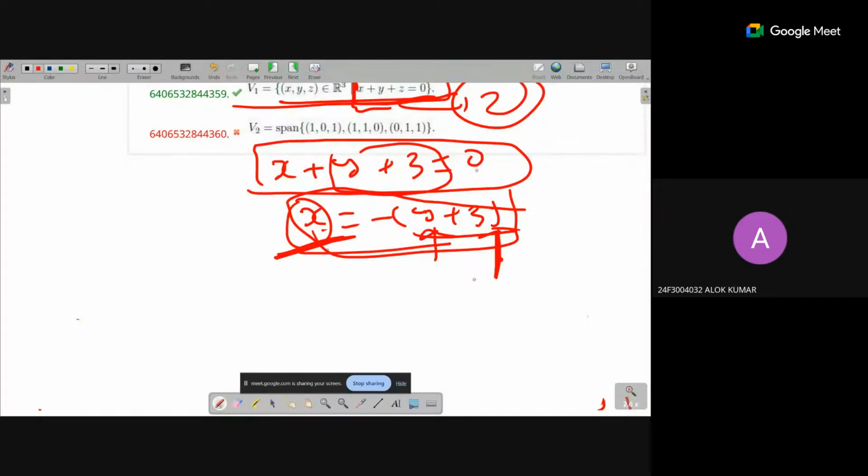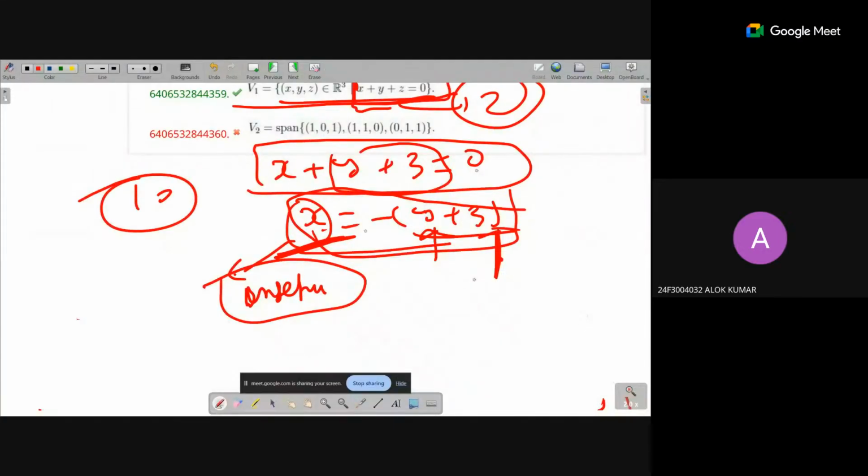Understand this one? It means x is not independent. I cannot determine x. I cannot set x equal to 10. Why? Because if we say x is equal to 10, then this condition will be violated, since x will always be the negative of the sum of y and z. So x is dependent on y and z. Did you understand that?